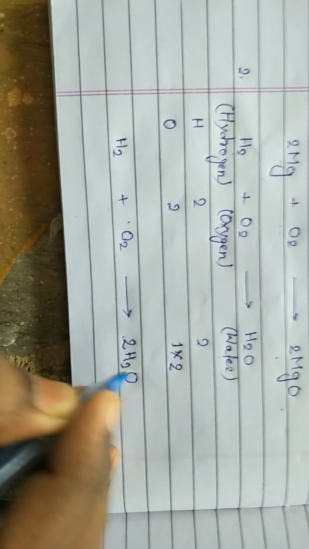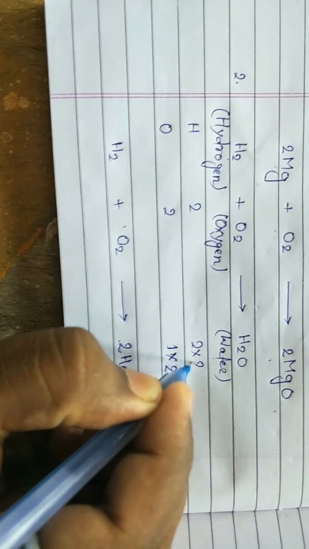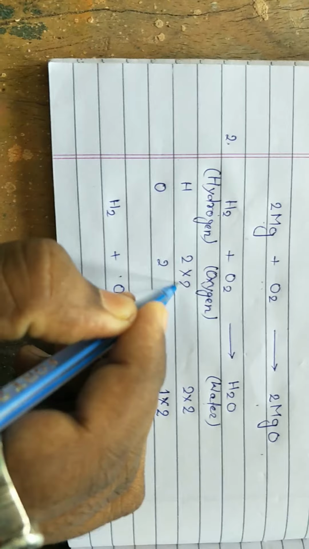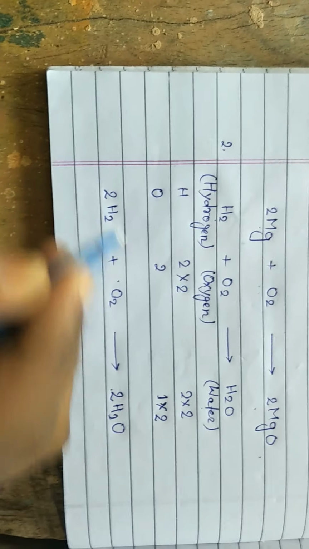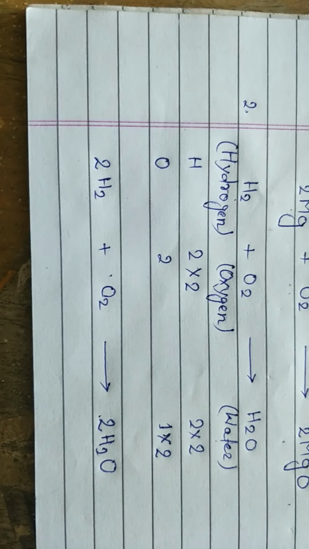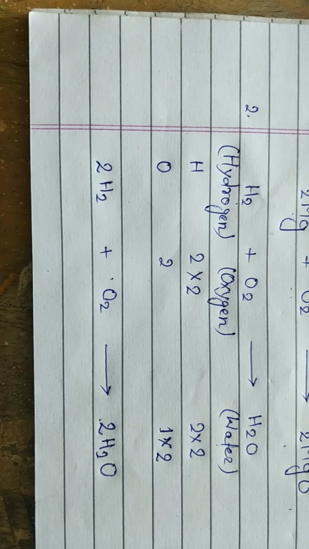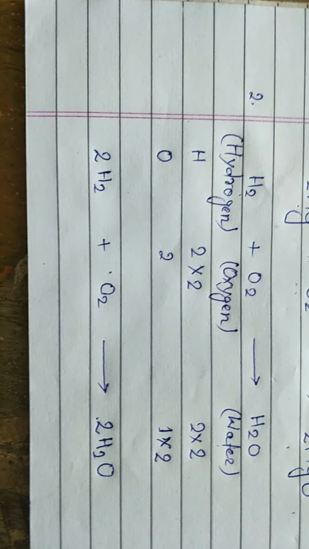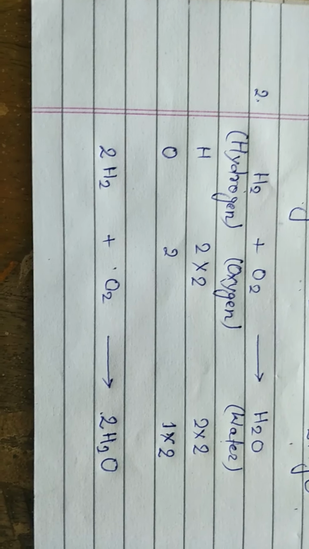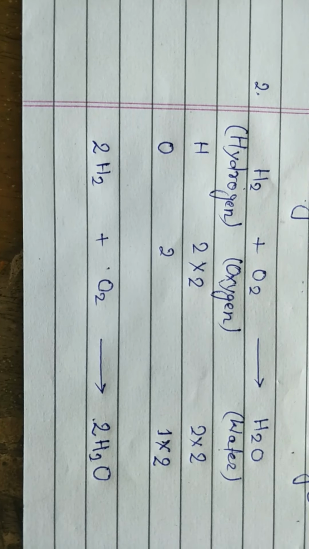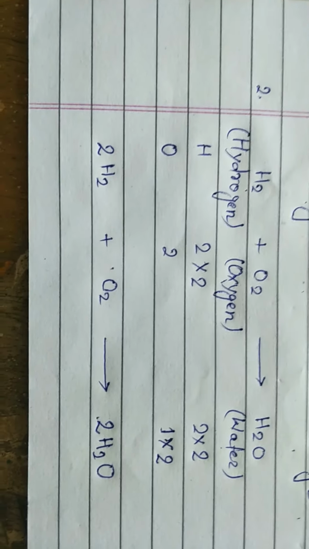That means the number of hydrogen becomes 4. To make the hydrogen in the reactant 4, again we have to multiply it by 2. If we multiply the hydrogen by 2, we find that the number of hydrogen is 4 in the reactant, which is equal to the number of hydrogen, 4, in the product, and the number of oxygen also became equal: 2 in the reactant and 2 in the product. We can say that this is a balanced equation.